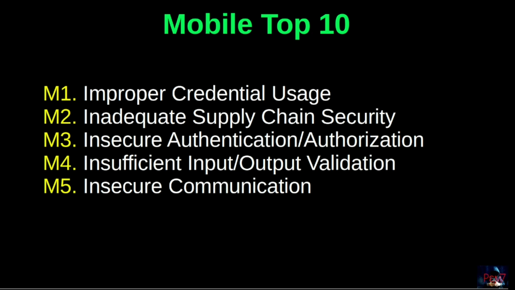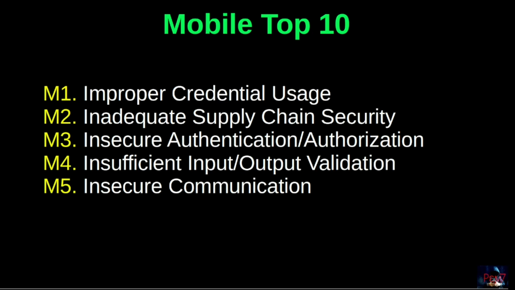Then comes number 2, which is inadequate supply chain security, which is all about trusting too much in third-party dependencies and SDKs. Modern applications are stitched together with dozens of external components, as you know, from analytics to payment libraries. And if just one is malicious or vulnerable or misconfigured, then your entire application is at risk. We therefore need to verify signatures, scan dependencies, maintain SBOMs, and lock dependency versions in order to defend against supply chain attacks.